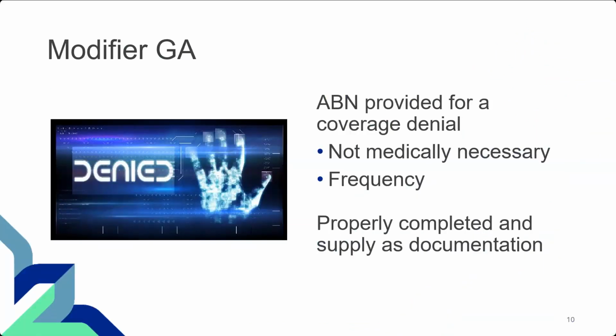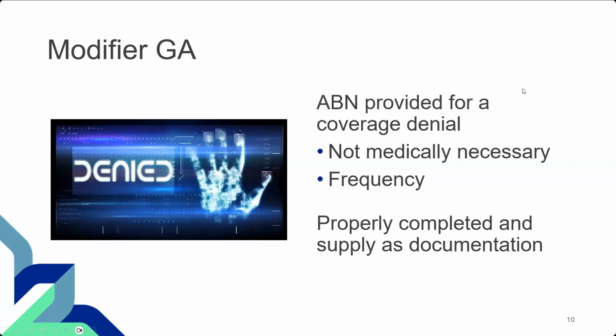So the first modifier is GA. This modifier indicates an ABN was provided for a not medically necessary service. Please note, this is not used for non-covered. This is only used for not medically necessary. When you read the CMS information, they will refer to this as a mandatory use of the ABN versus an optional use. And I'll talk about optional use and what that means next.